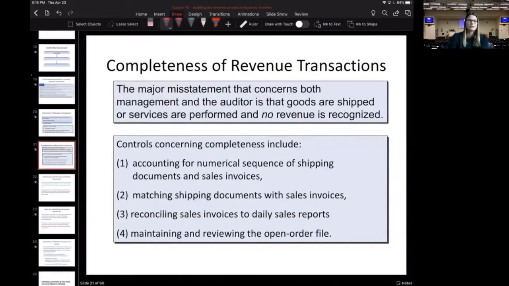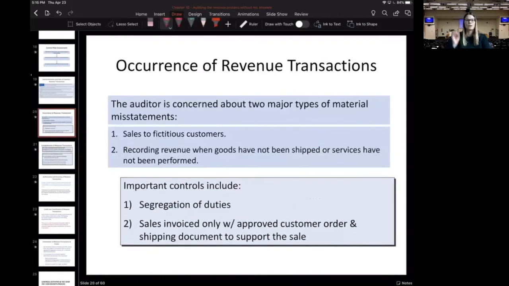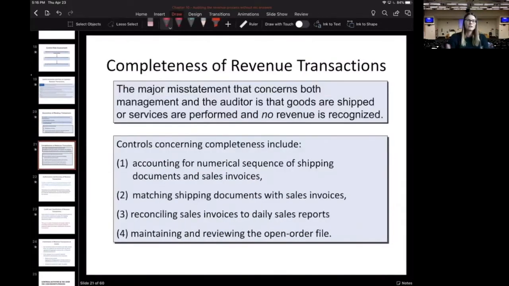Okay, completeness of revenue. So of course our concern here is that goods will be shipped or services will be performed, but that revenue won't be recognized. And when you think about sort of fraud risk versus non-fraud risk, right, the fraud risk is more so here in occurrence. And in terms of completeness, the risk is really more centered around error, right? We're worried that this would be more of a mistake.